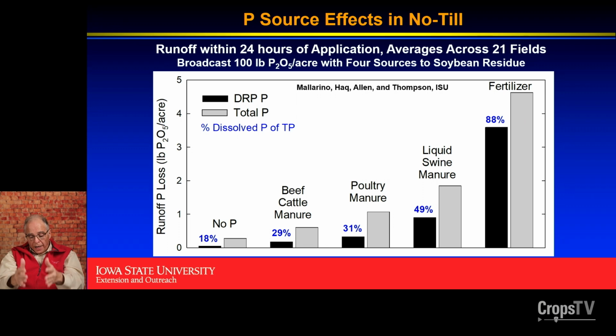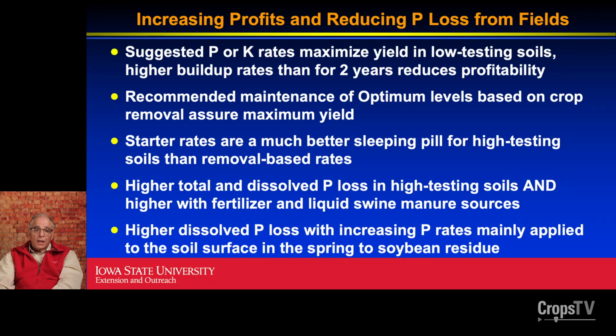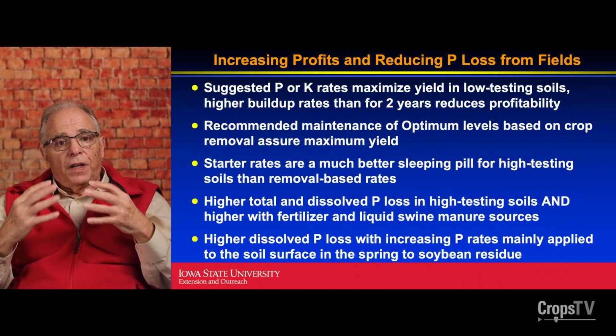So then, why would farmers apply removal-based rates or high rates to high-testing soils? Why? They are losing money. That phosphorus is not needed, okay? And they are increasing the risk of phosphorus loss to the streams, lakes, and rivers. And then, of course, we have EPA or ODNR coming to your door, for those environmental things. Okay. The key then is we need to try to increase profits while reducing phosphorus loss from fields.